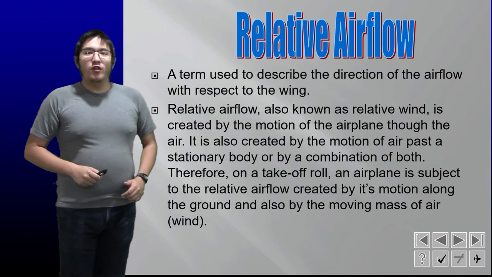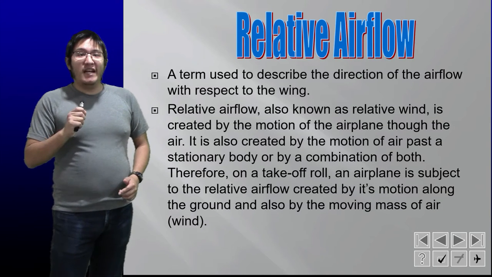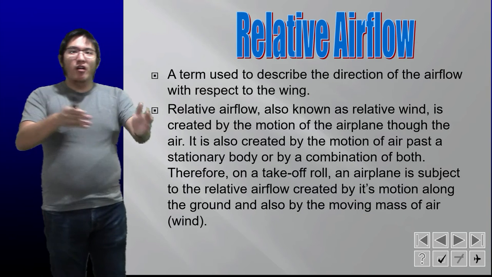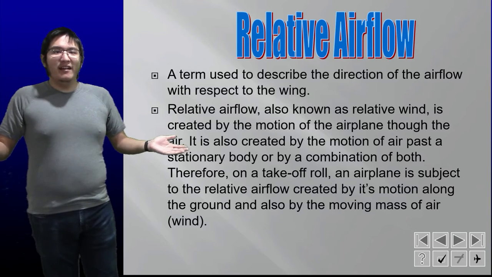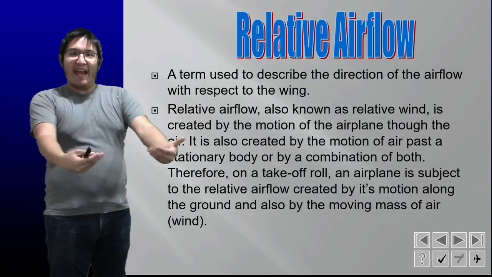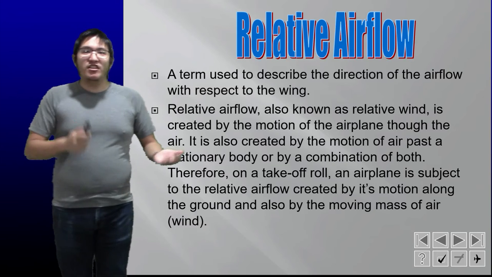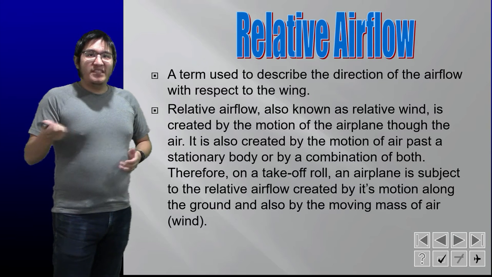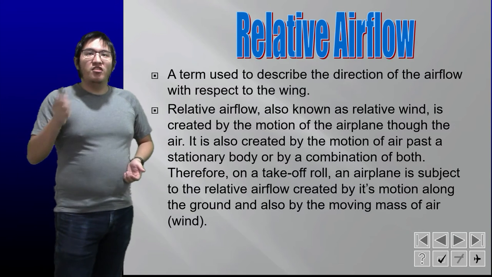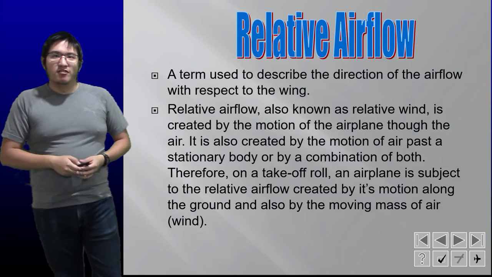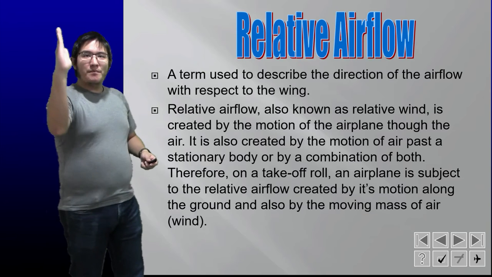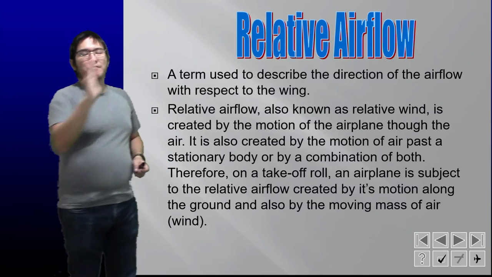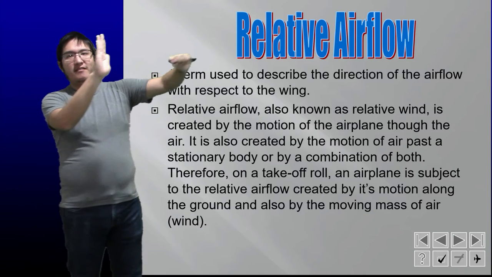Alright, moving on, we have what we call the relative airflow. The relative airflow is a term used to describe the direction of the airflow with respect to the wing. So from the point of view of the wing, let's say you were a wing, the direction the air is coming at you is the relative airflow. This relative airflow changes depending on the direction of motion, not necessarily the pitch angle. So you could be at 90 degrees pitch up, moving forward, and the relative airflow will still be coming in this direction.